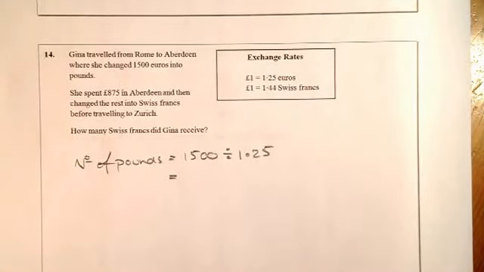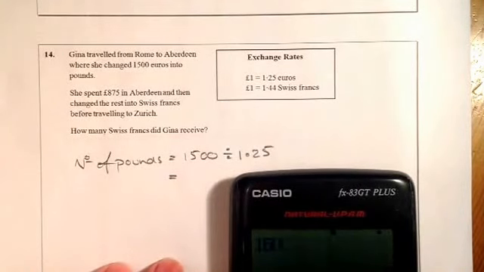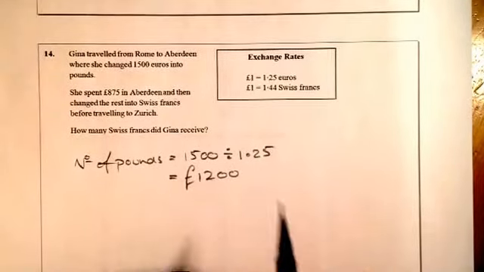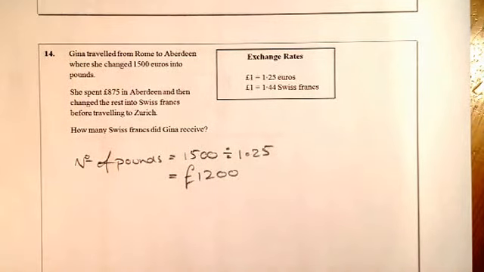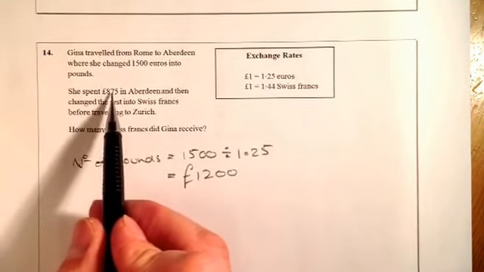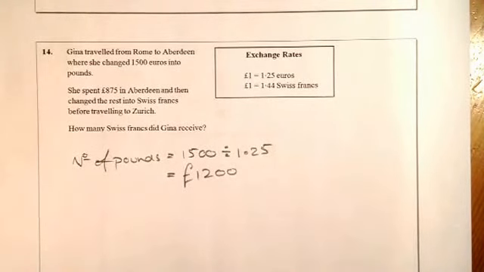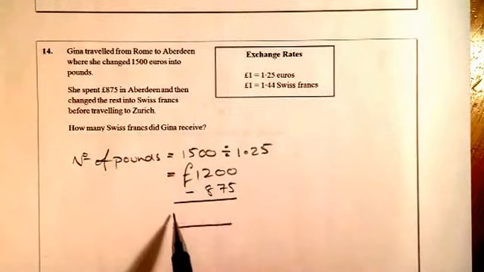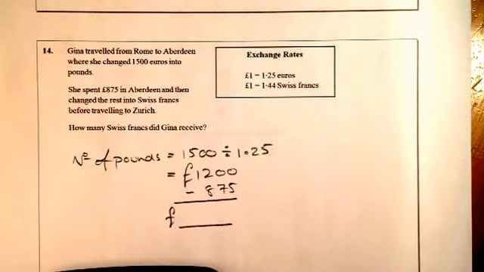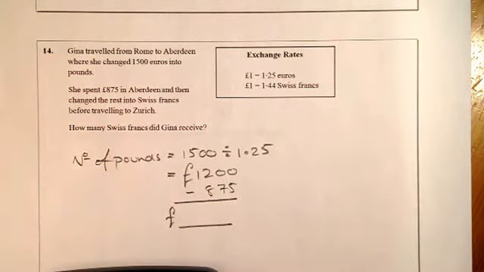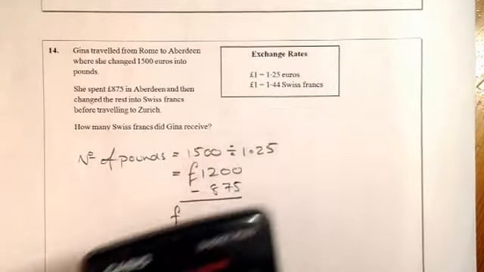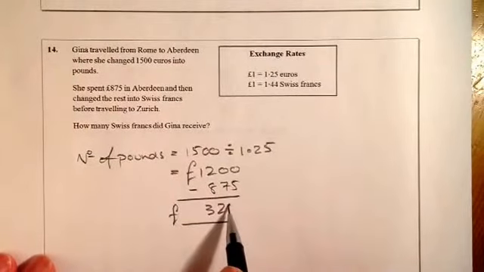So on the calculator, just fire in 1500 divided by 1.25, and that gives us an answer of £1,200. Right, she spent £875 in Aberdeen. So what I'll do is I'll take £875 away from that. What that should tell me is how many pounds that she's got left. So 1,200 minus 875, that gives me 325. So we've got £325 here.